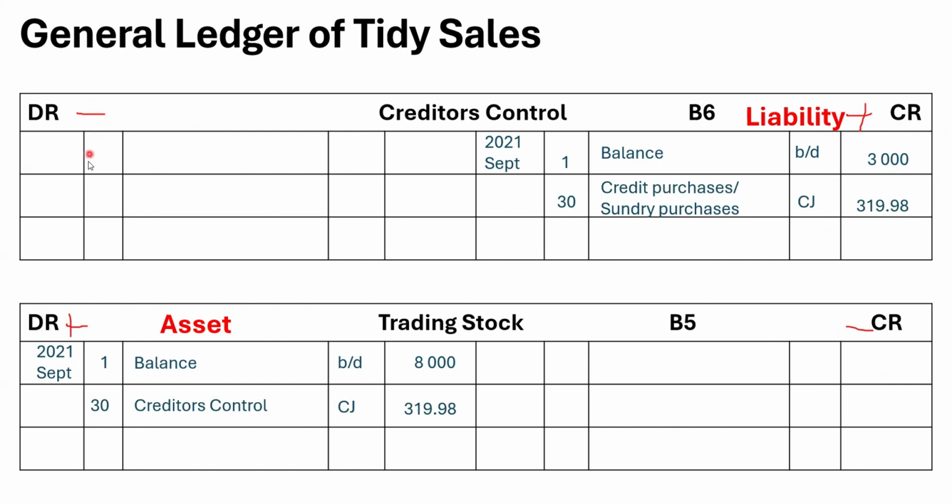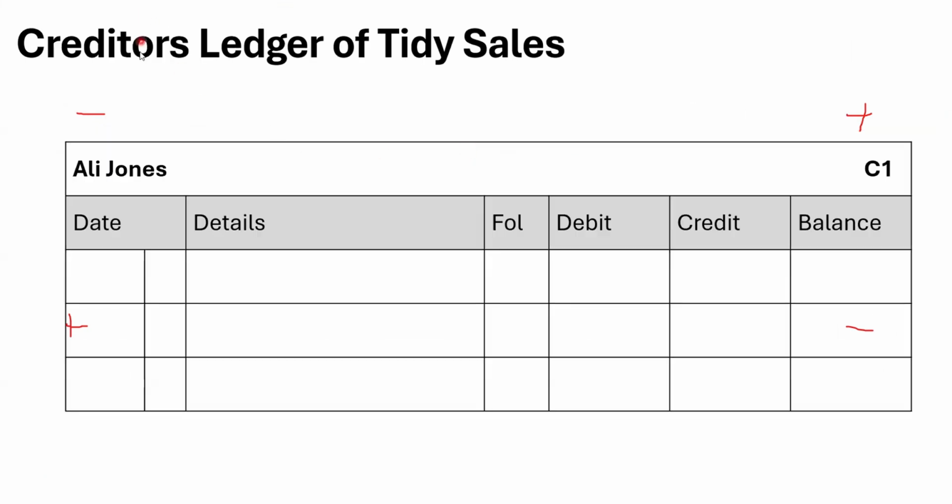So we will now debit creditors control. Remember to post your date correctly, the year, then the month, day 30, and it's bank because it's from the CPJ, and we paid 300. So this is what your general ledger would look like. Very easy. Now let's have a look at the creditors ledger. Let's just take off this writing from the previous slide.